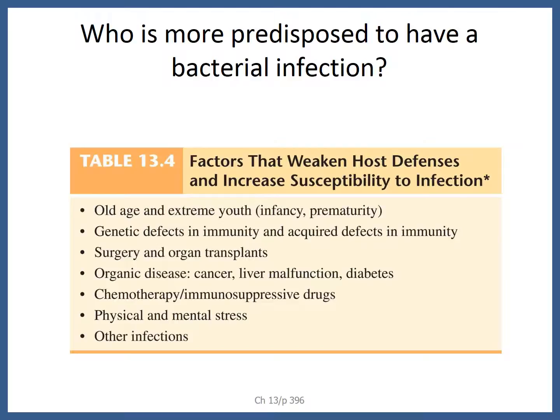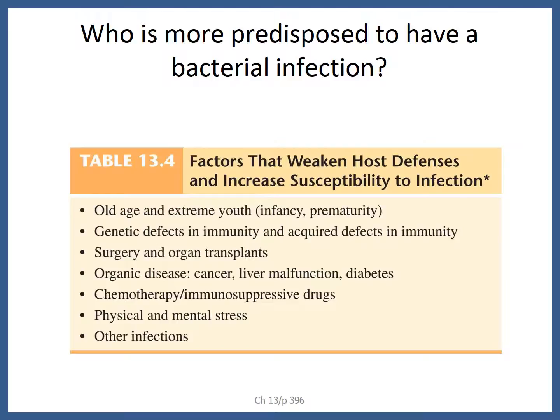There may be genetic differences, so some people have genetic differences in immunity, or maybe they aren't able to make certain types of B or T cells that we're going to talk about in an upcoming lecture. It can be more transient or temporary conditions, so after surgery you may be more predisposed, and individuals who've just had an organ transplant are generally on drugs that suppress the immune system to prevent their body from rejecting the organ. So this can greatly increase susceptibility to infection.